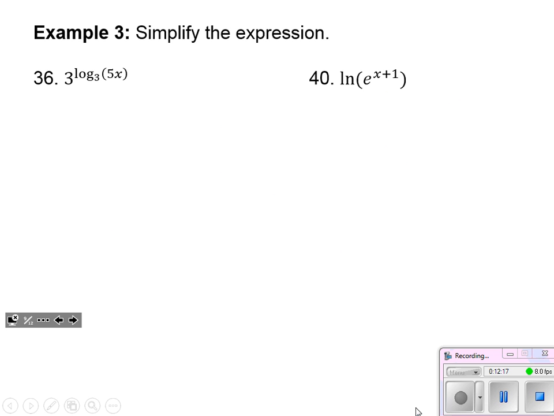Next, simplify the expression. Again, hopefully solidifying the idea that logarithms and exponentials are inverses of one another. So we're going to use the definition of a logarithm here to help us out. All right, so 36. This problem says I've got 3, and it's raised to the power, and this power is the perfect exponent to turn 3's into 5x's, right?